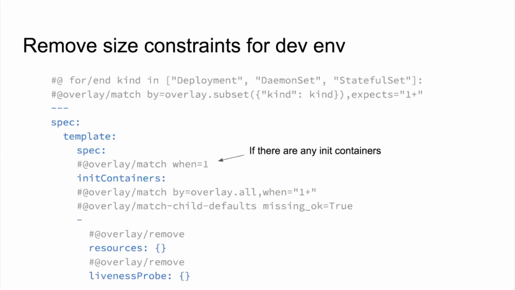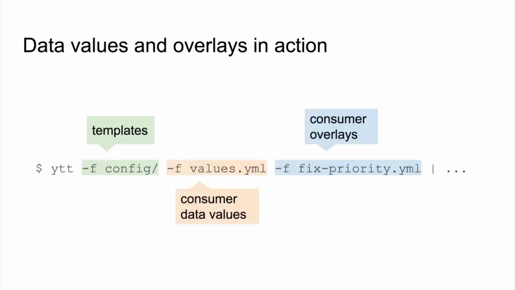So here's maybe a more complicated example. We needed our dev environments to shrink their footprint. So we wanted to say, find any of the deployments, daemon sets, stateful sets. If they have init containers, go ahead and for each one of those containers, remove the resources section and remove the liveness probe, readiness probe, and so on and so forth. We had to cut this overlay short for this slide. Very convenient.